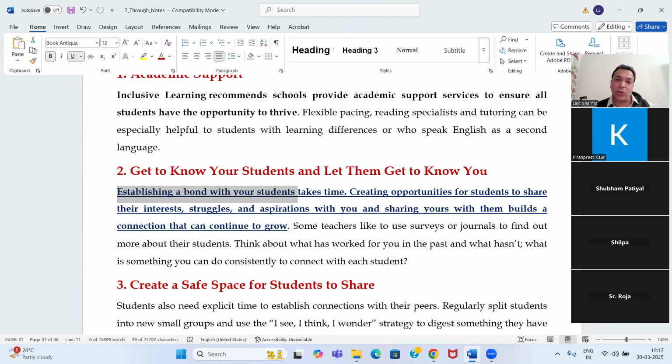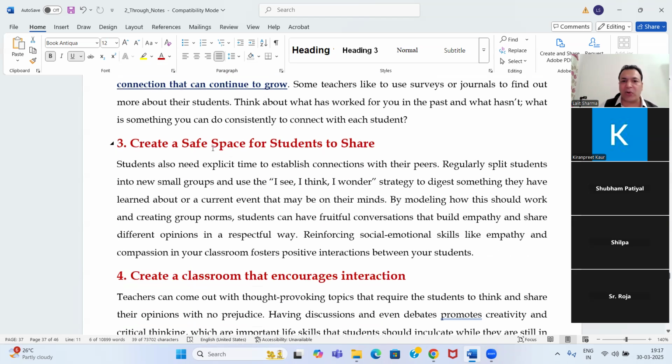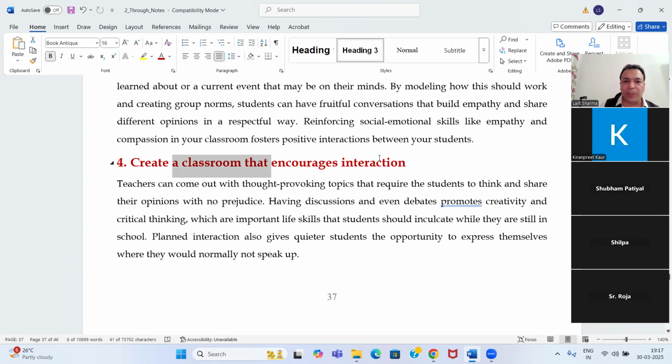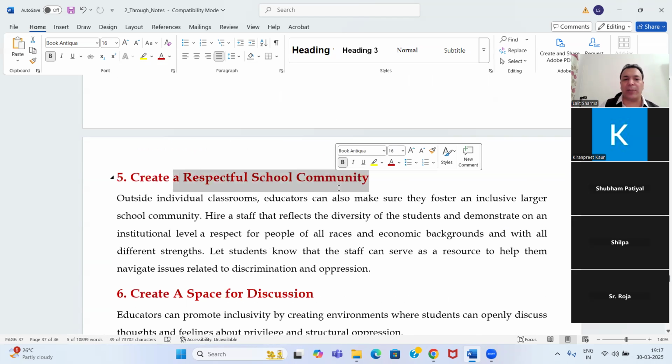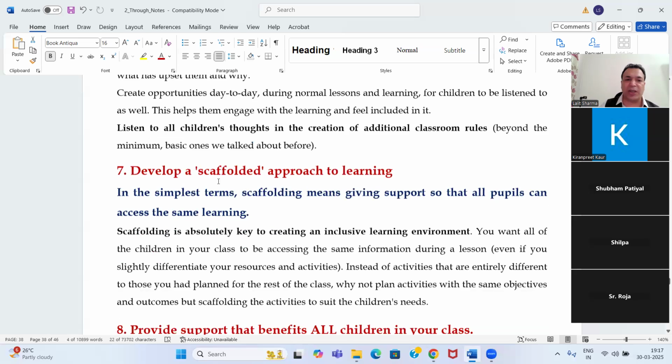Now your work is that you have to become the facilitator, right? You have to give the direction to the student, right? You have to give the true path to the student. Okay. Create space for the student to share. Create a classroom that encourages interaction. Create a respectful school community. Create a space for discussion.